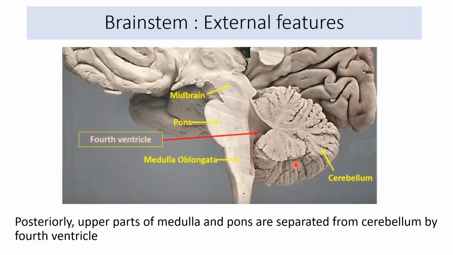Now how will the brainstem appear in a lateral view? This upper part is the midbrain. This is the pons, the ventral part and the dorsal portions. And this is the medulla. This is the open part of the medulla, followed by the closed part of the medulla. In relation to the upper part of the medulla and the pons, posteriorly, they are related to the cerebellum, and intervening between them is the fourth ventricle. So this is how the brainstem will appear in a lateral view.